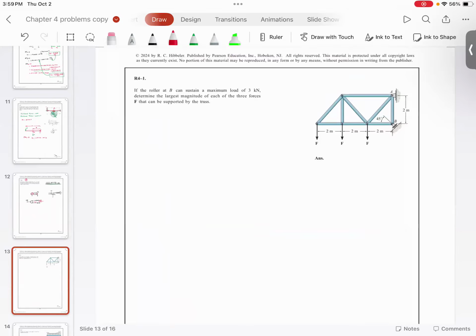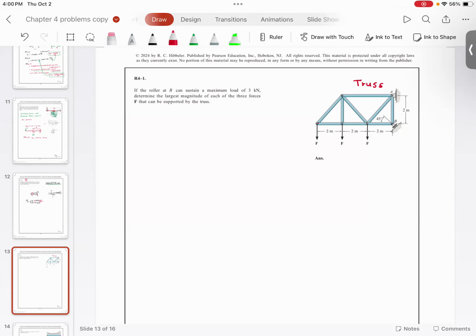Okay, this is a very important problem. Before I solve this problem, I want you to understand that this is called a truss. Why is it called a truss?